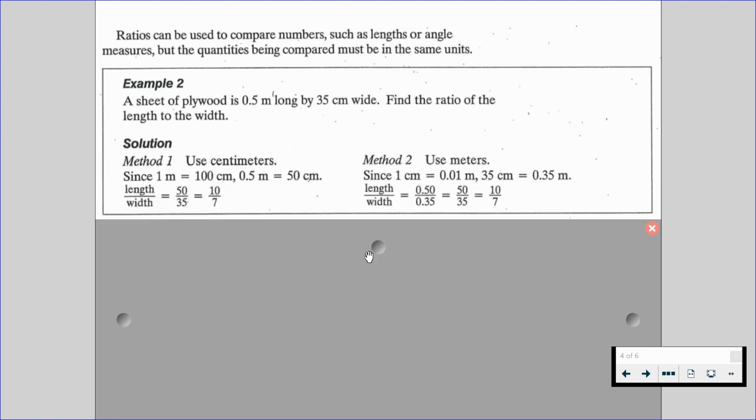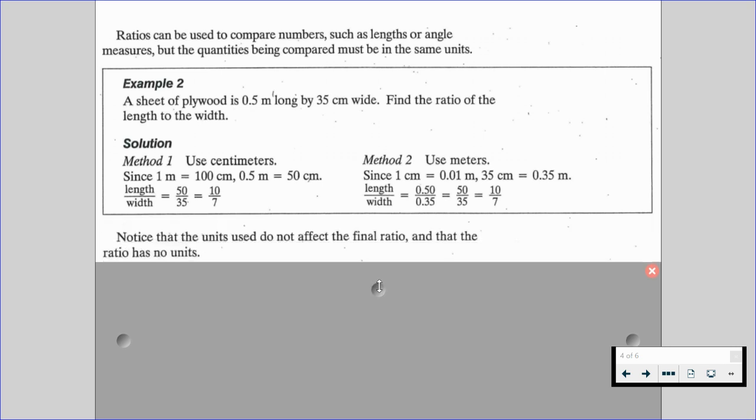Method number 2, we could use meters. Since 1 centimeter is 0.01 meters, 35 centimeters is the same as 0.35 meters. So we have our length over our width. So 0.50 divided by 0.35 is the same thing as 50 over 35, which again becomes 10 over 7.